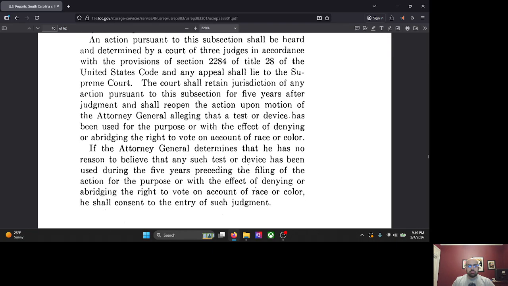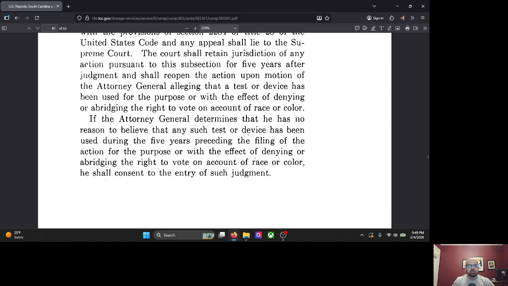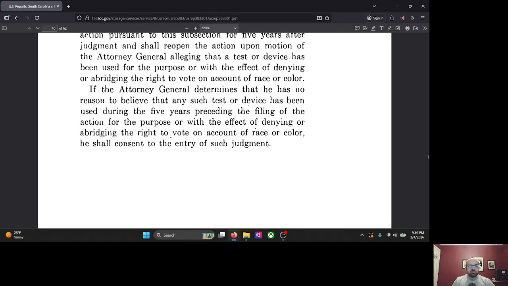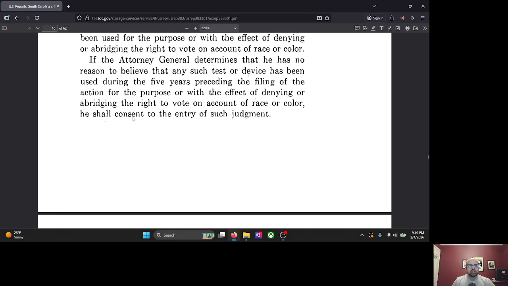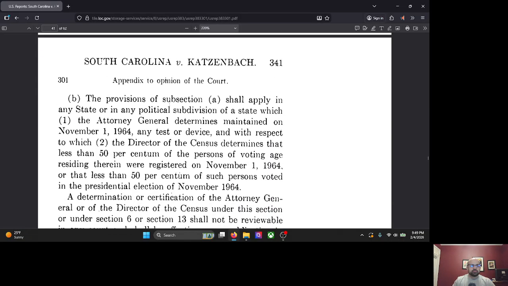The court shall retain jurisdiction of any action pursuant to this subsection for 5 years after judgment, and shall reopen the action upon motion of the Attorney General alleging that a test or device has been used for the purpose or with the effect of denying or abridging the right to vote on account of race or color. If the Attorney General determines that he has no reason to believe that any such test or device has been used during the 5 years preceding the filing of the action for the purpose or with the effect of denying or abridging the right to vote on account of race or color, he shall consent to the entry of such judgment.